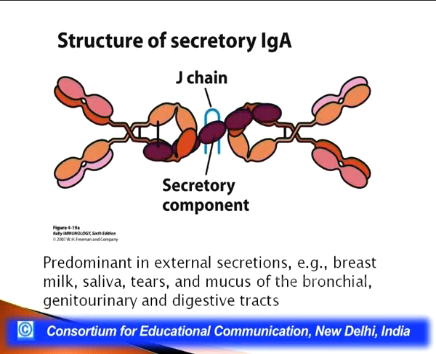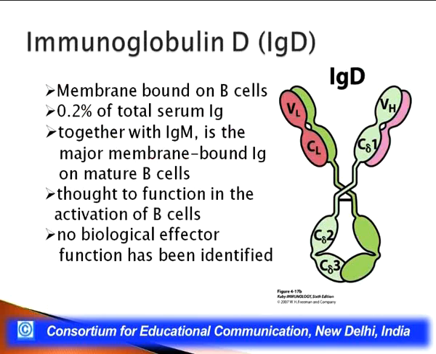In the next slide you will see that there is a secretory component present. This secretory component, along with the J chain, gives protection to the IgA, the secretory IgA, against the intestinal or digestive enzymes present in the digestive system. Now, as I just told you, it is mostly present in the seromucous secretions, for example, breast milk, saliva, tears, and the mucus of the bronchial, genitourinary and digestive tracts.